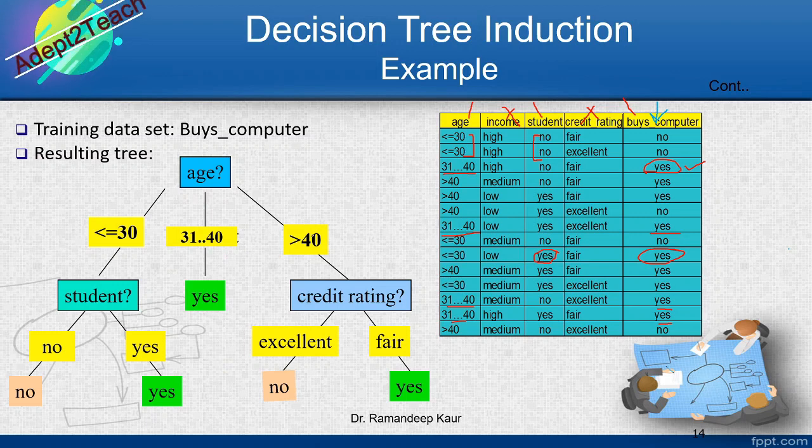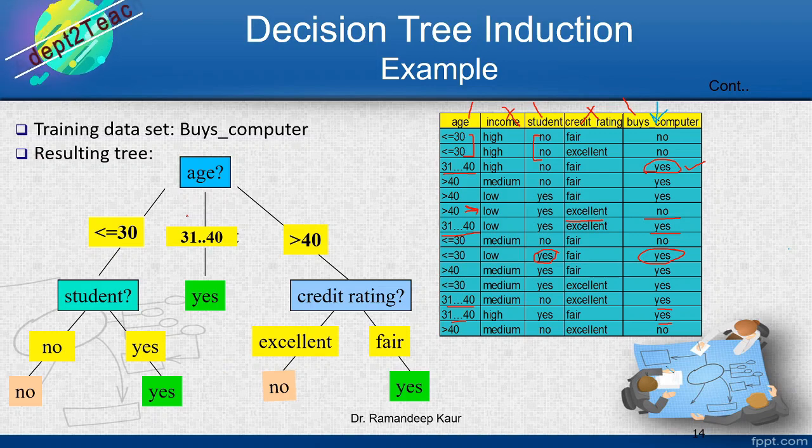Let's see the third criteria, when age is greater than 40. Here you have dependency upon your credit rating. If the credit rating is fair, then what happens? And if the credit rating is excellent, then what happens? By studying the data, we can see that if age is greater than 40 and credit rating is excellent, then they will not buy the computer. Again, this is not dependent upon income and student. So whatever criteria is not required, we will not put that in the decision tree induction.